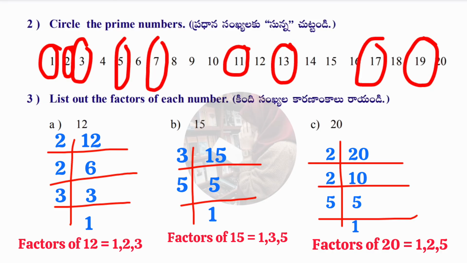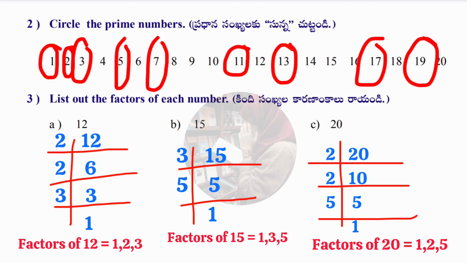For example, 2. 2 is divisible by itself and 1. Like that, 17 is also divisible only by itself and 1: 17 1s are 17, and 1 into 17 is 17. Like that, 53 also. We have some numbers here, and from these we have to circle the prime numbers.